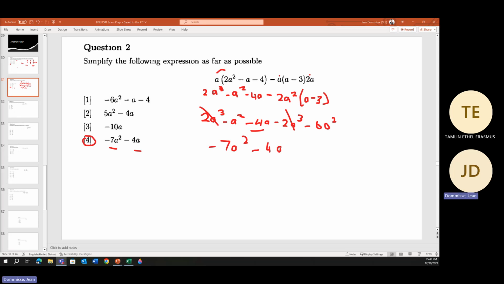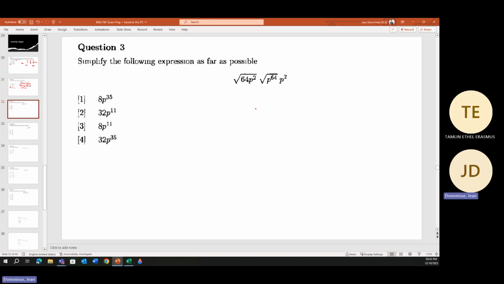Okay, the next one will most likely be also something like that, but now it's a bit more difficult because it brings in square roots and those kinds of things. So let's look at it as 3 individual terms that we're first gonna look at and see if there's an easy way out of it. Okay, so 64p to the power of 2.